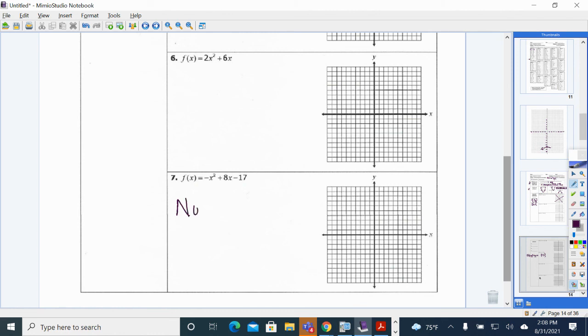So you can either say no real solutions or two complex solutions. Again, I would prefer you to tell me that they are two complex solutions.